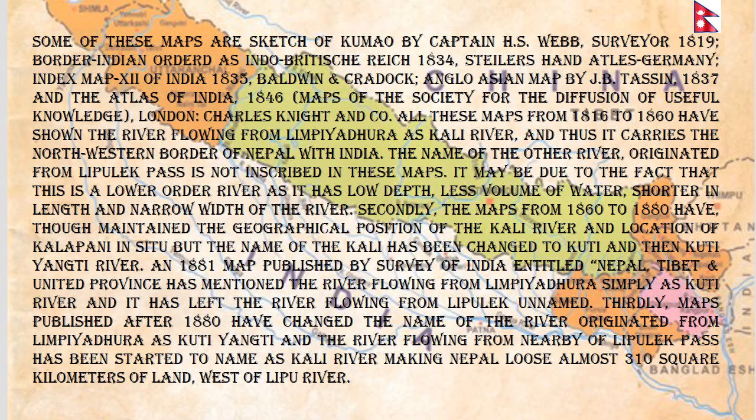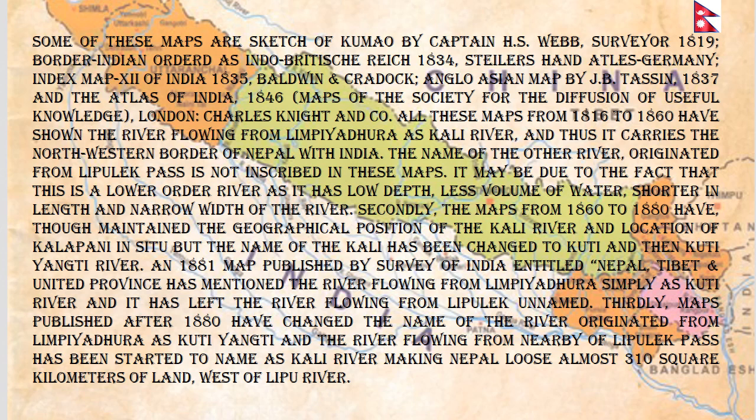All these maps from 1816 to 1860 have shown the river flowing from Limpi Yadhura as Kali River, and thus it carries the northwestern border of Nepal with India. The name of the other river, originated from Lipulik Pass, is not inscribed in these maps. It may be due to the fact that this is a lower order river as it has low depth, less volume of water, shorter in length and narrow width of the river.